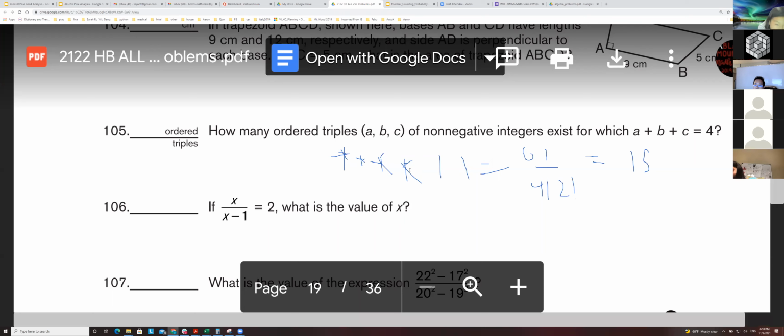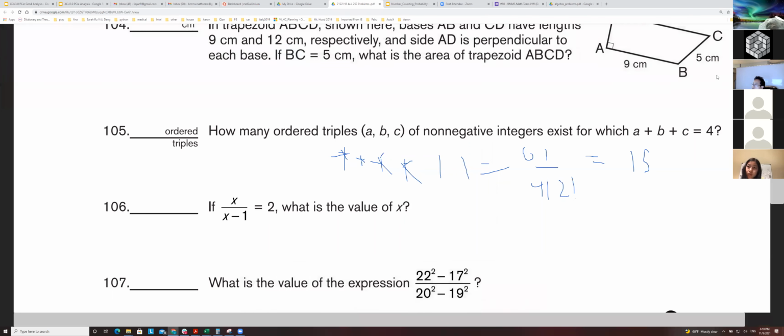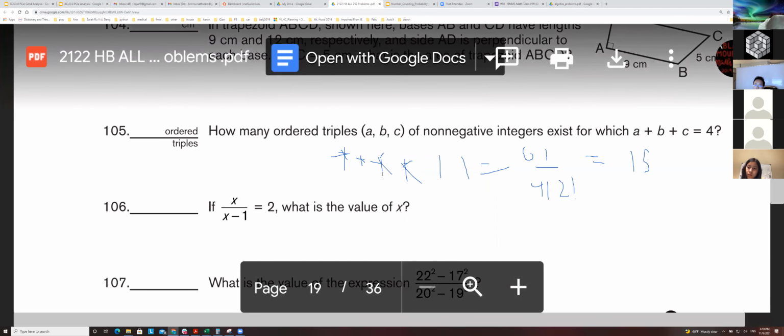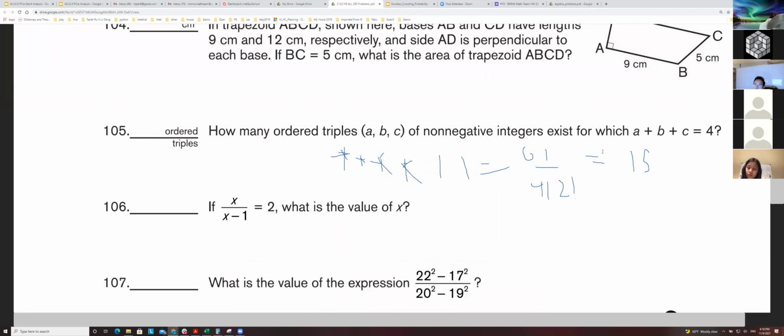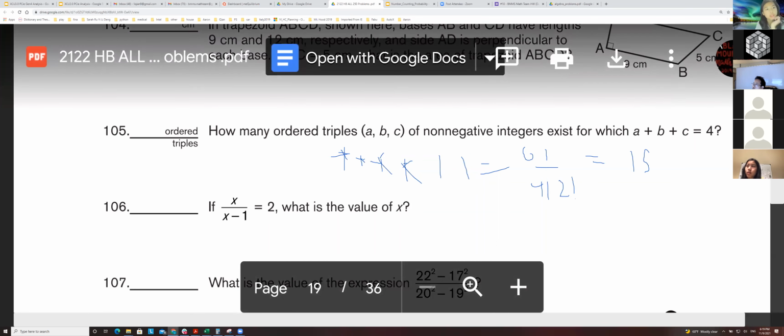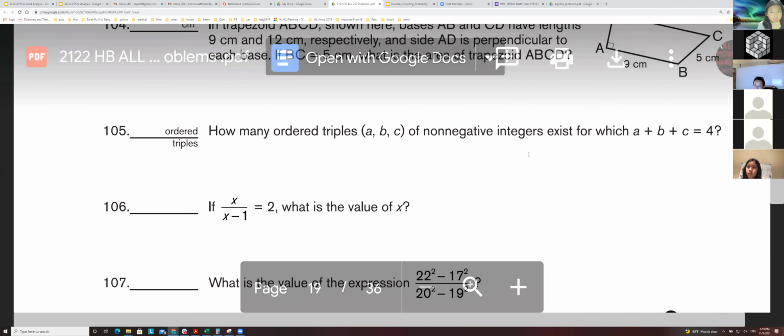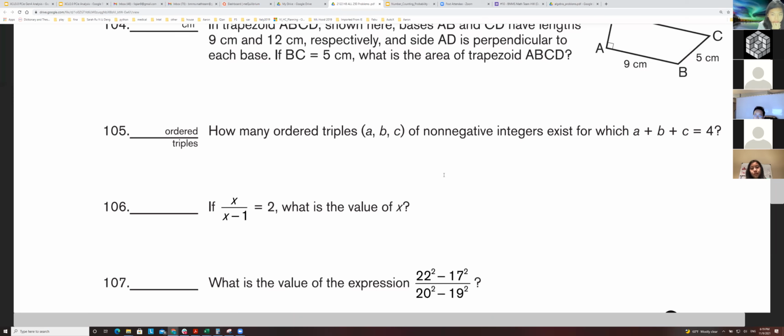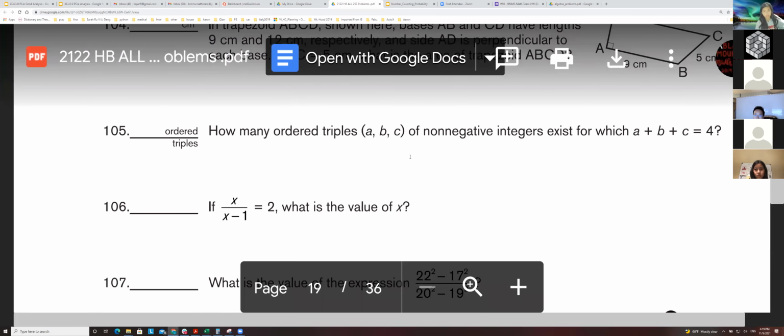So this is a star and bar kind of problem. There's a formula to derive it. Now, what if you don't know? Let's just say you don't know this formula. Then how do you go with it? Does anyone else have a different way to do this?